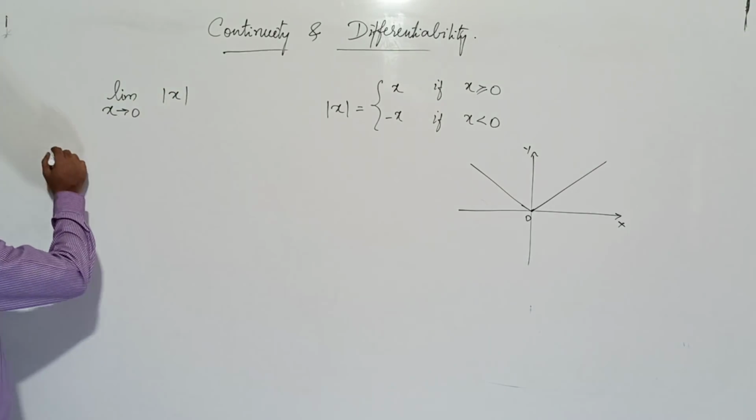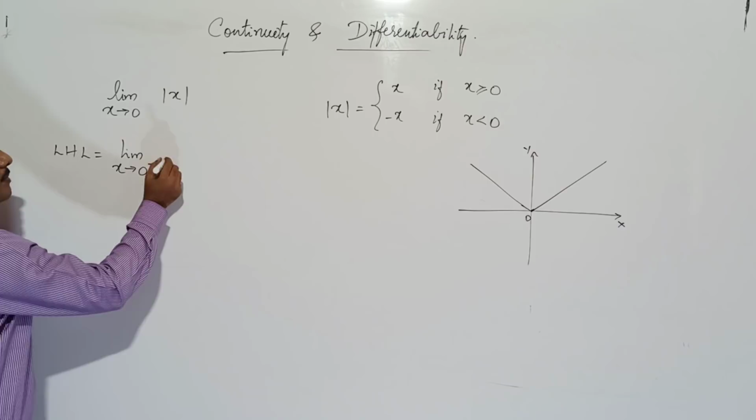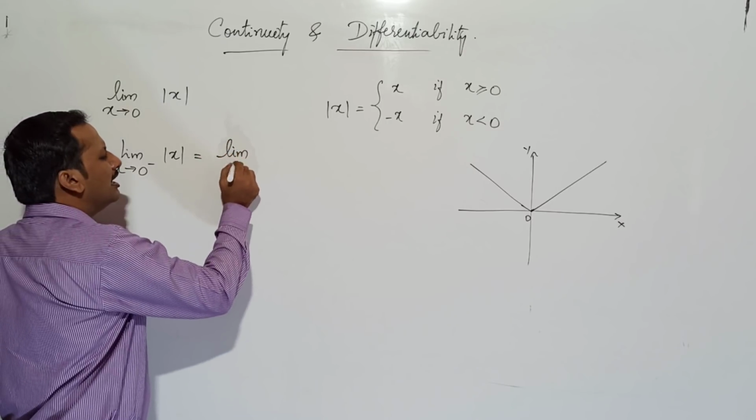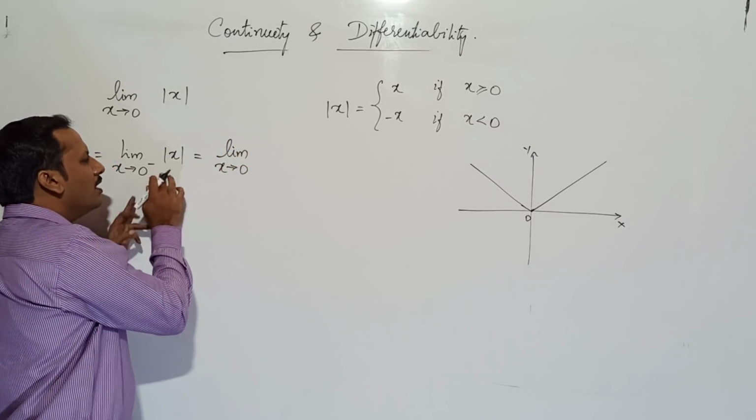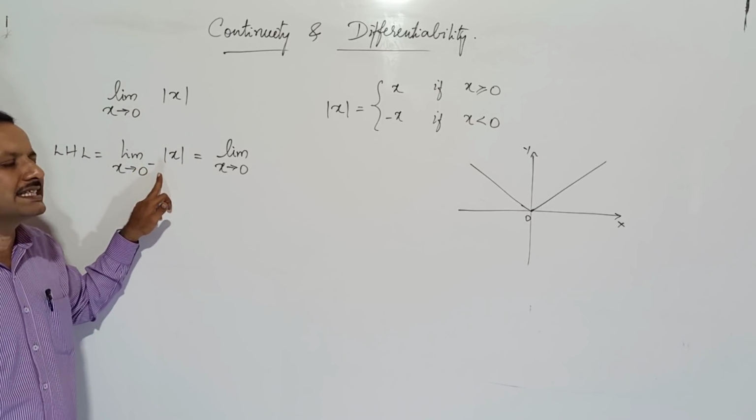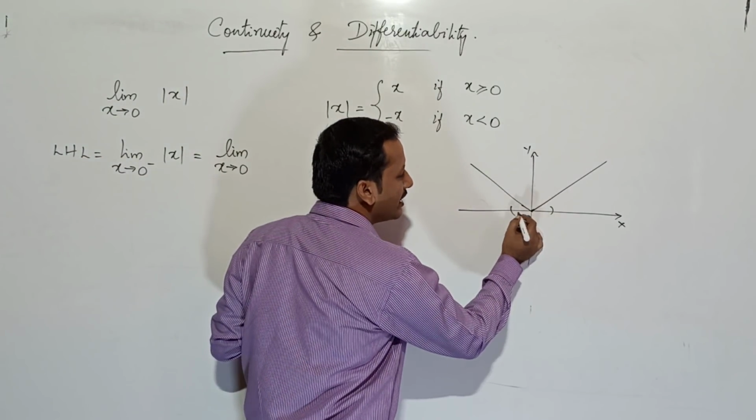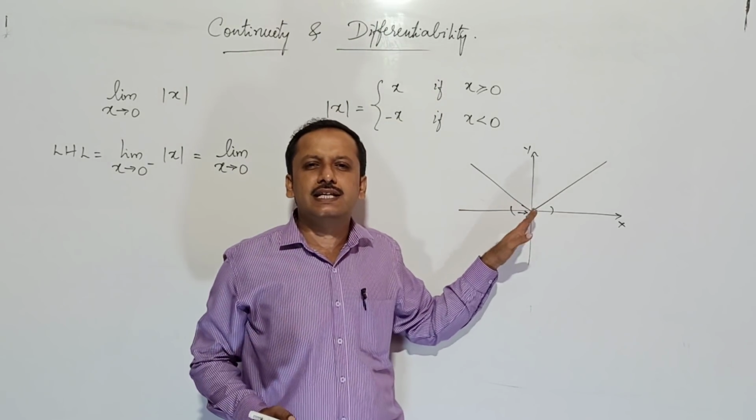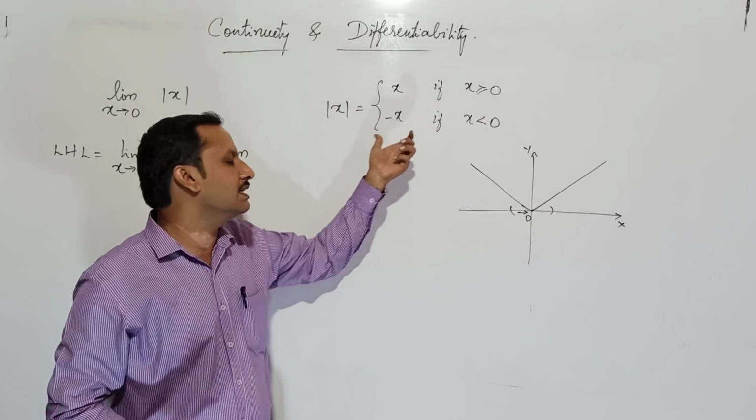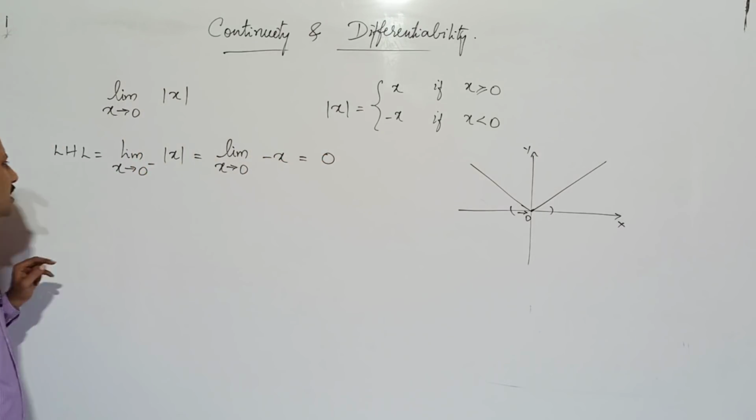So first I would like to find out the left hand limit. Left hand limit is equal to limit x tends to 0 minus f of x. f of x is mod x, right? So when I write x tends to 0 minus, it indicates that x is approaching 0 from the left side, which means x is less than 0. When x is less than 0, the function is defined as minus x. So limit x tends to 0 minus of minus x is equal to 0.